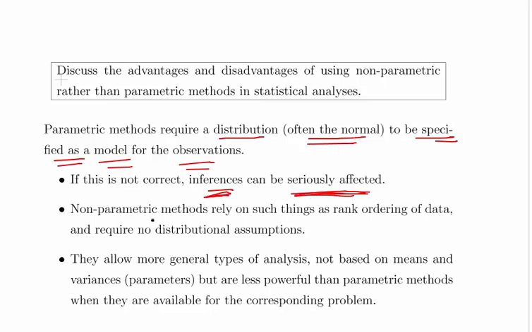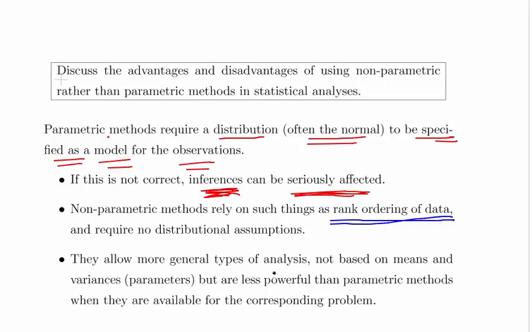So essentially, because these inferences, these procedures, are based on the assumption of normality, that the data is normally distributed. Now, non-parametric procedures rely only on such things as the rank ordering of data and require no distributional assumptions. So we don't assume they're Poisson distributed or normally distributed or anything like that. We just work on the basis of the rank orderings of the data, and no matter what type of data you get, you should have some sort of rank ordering or some characteristic like that in the data that you can build a non-parametric test upon.